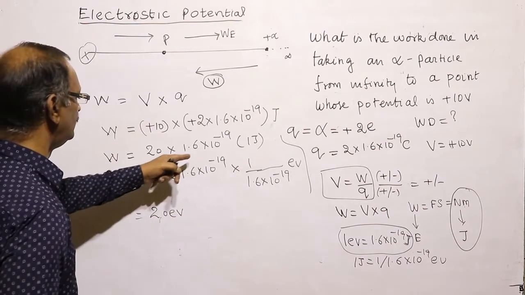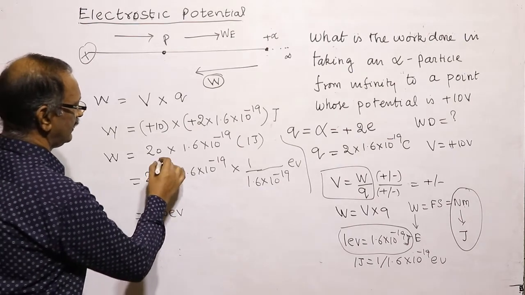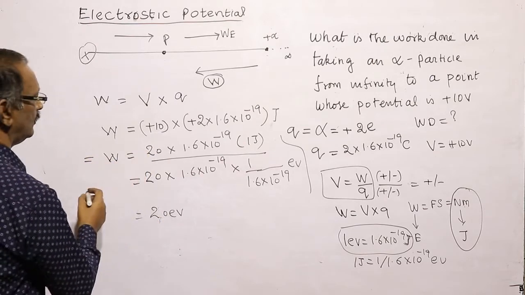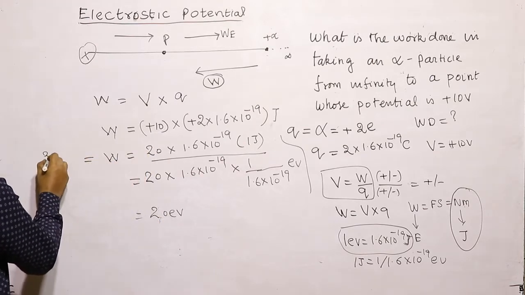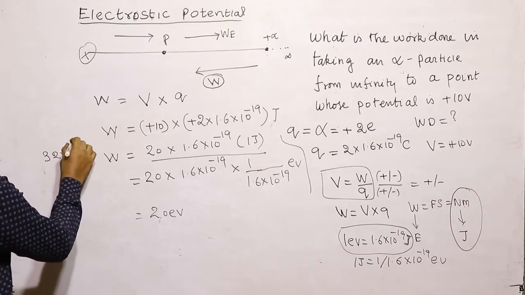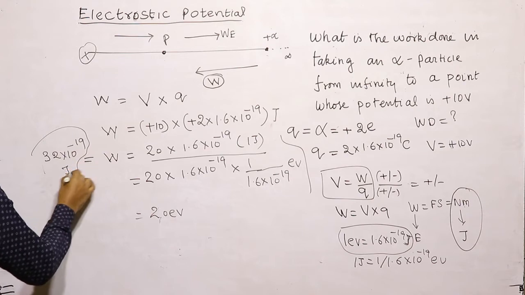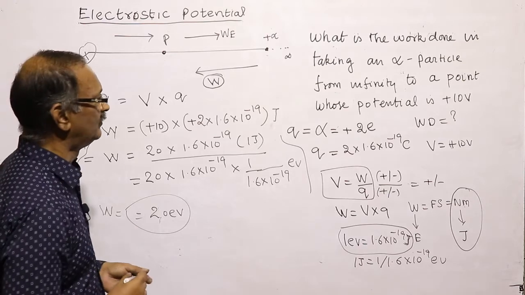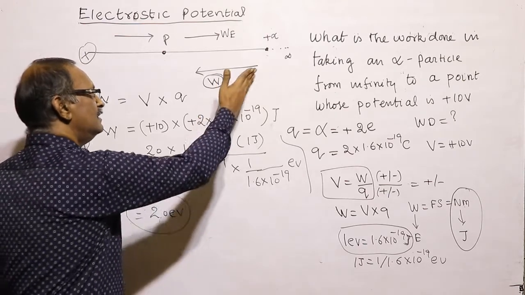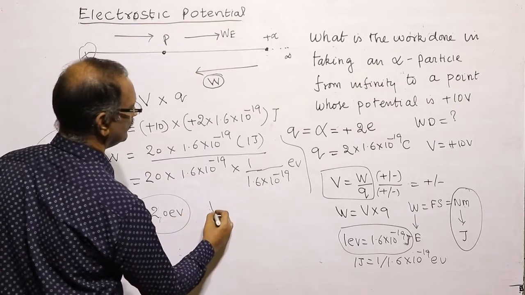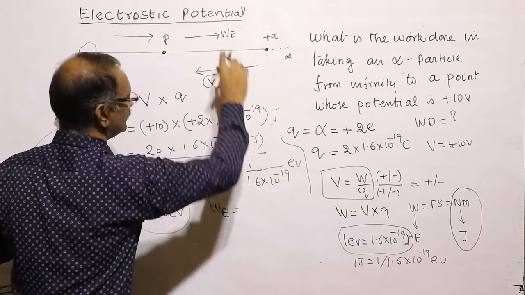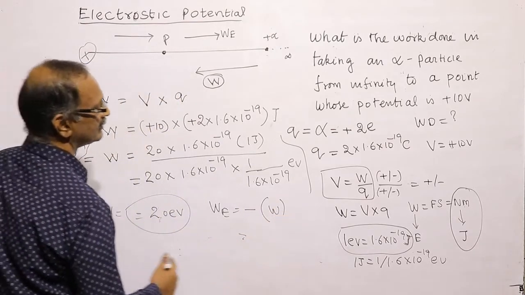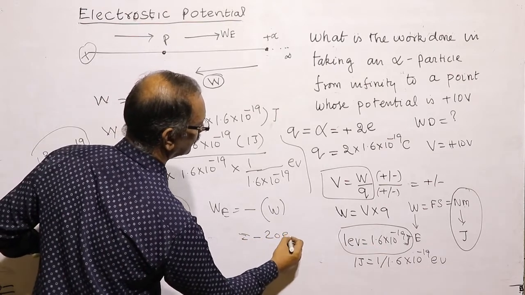We can write it both ways. If the answer is given in a competition examination, the answer may be given in this fashion also: 2 into 1.6 which is 3.2, that is 32 into 10 to the power minus 19 joules. This is also okay, and this is also okay. This much amount of work done. What is the type of work done? Positive work done. This work done is positive. The work done by the electric field in this direction is the negative of the work done by the external agency, which is equal to minus 20 electron volt.